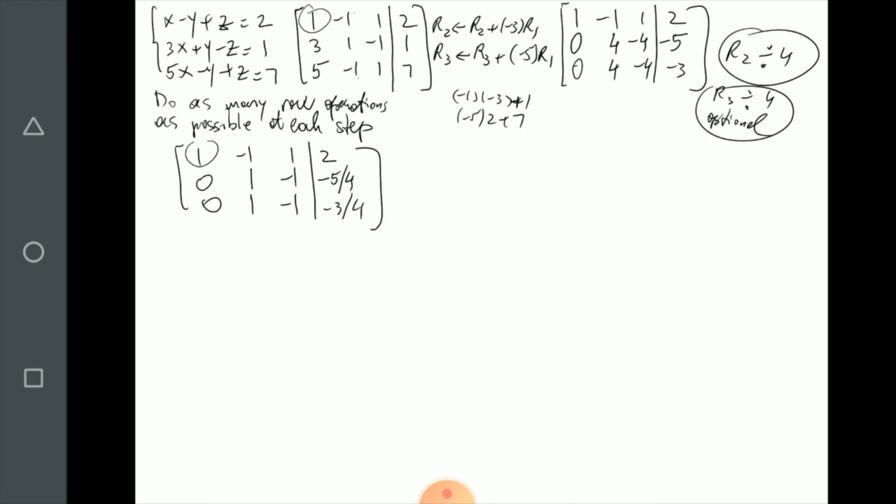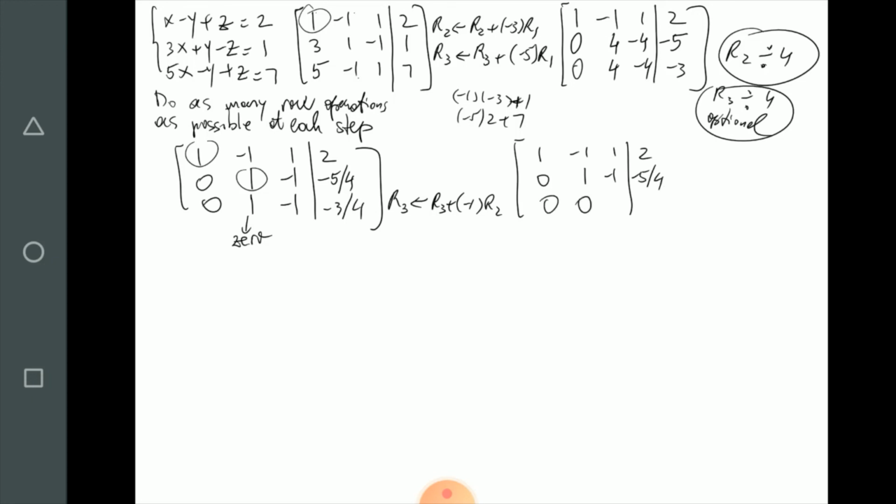Okay, so I have the 0 below the first 1, and I need to produce another 0 below the second 1. And obviously the way to do it is to add -1 times row 2 to row 3, or to subtract row 2 from row 3. That gives me 0, 0.